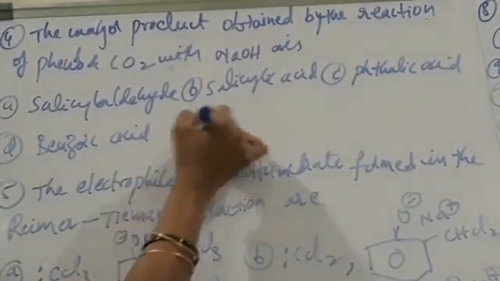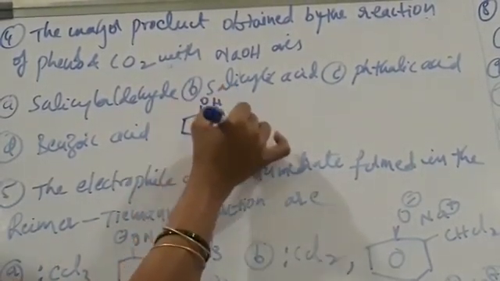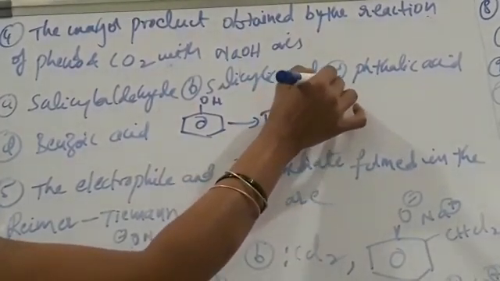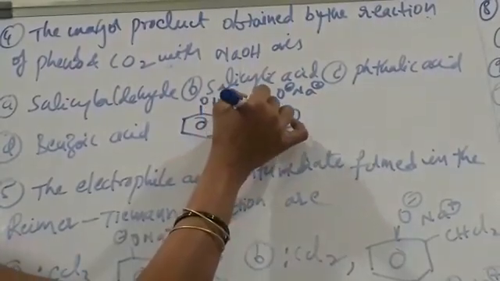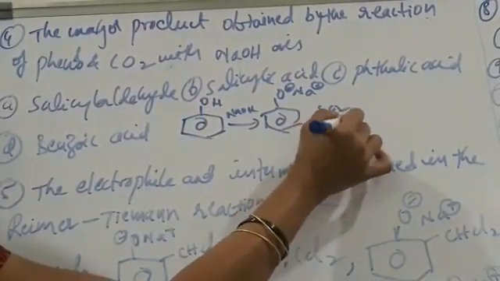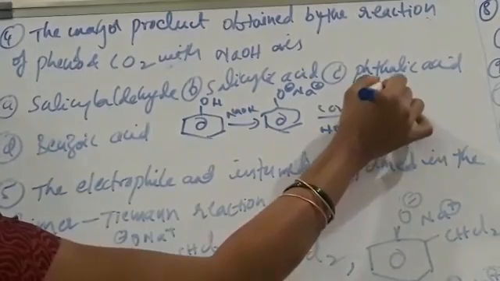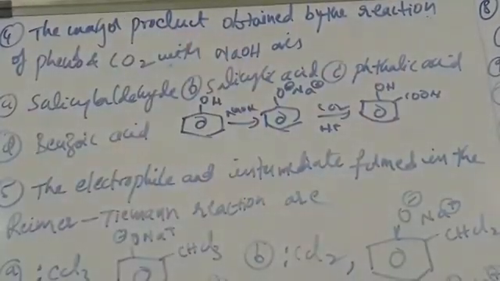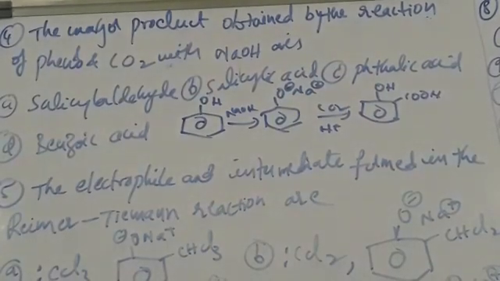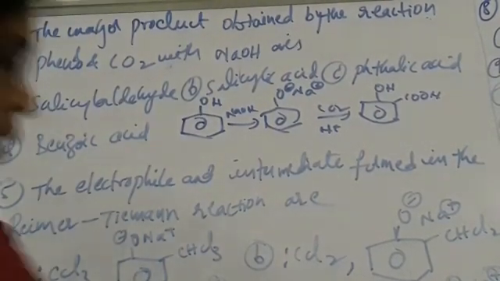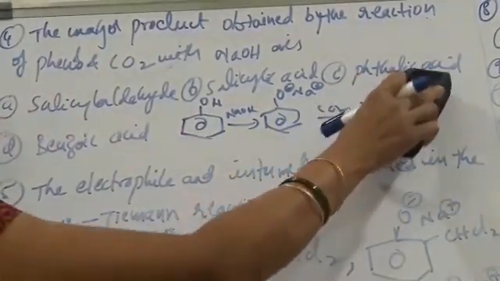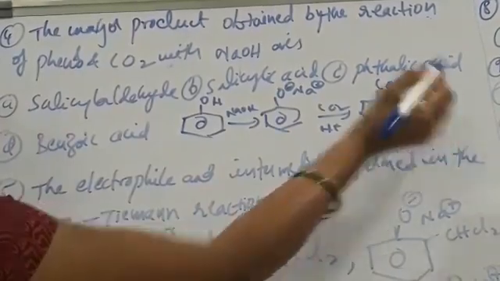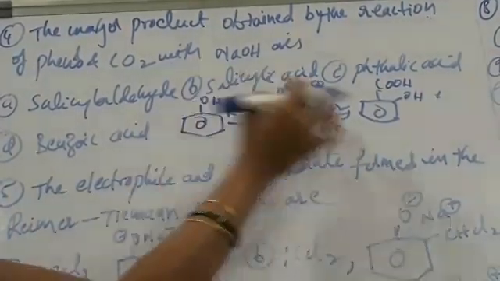Okay. Phenol first converts into phenoxide ion and with the CO2 we get salicylic acid, orthohydroxy benzoic acid. Okay, so you can write like this also, orthohydroxy benzoic acid. Okay, salicylic acid. This is salicylic acid.